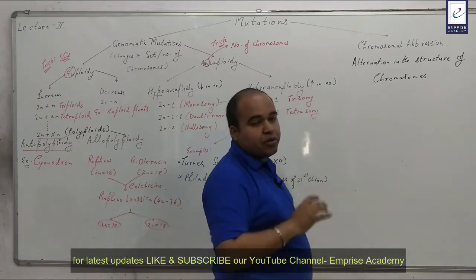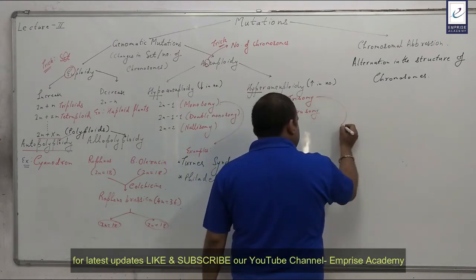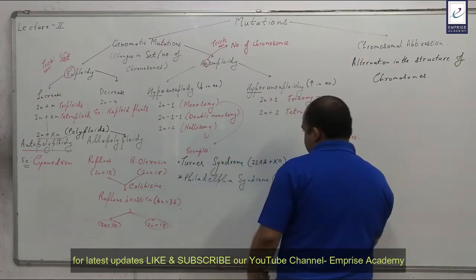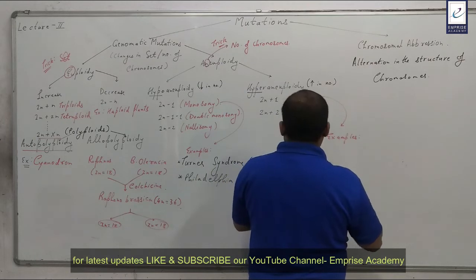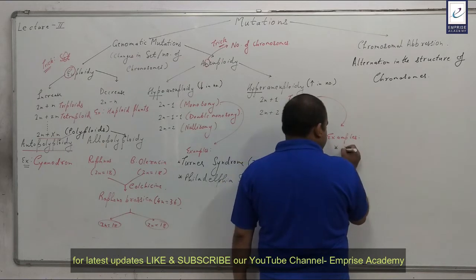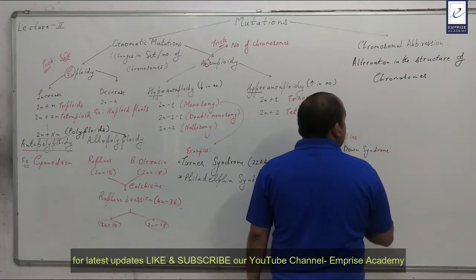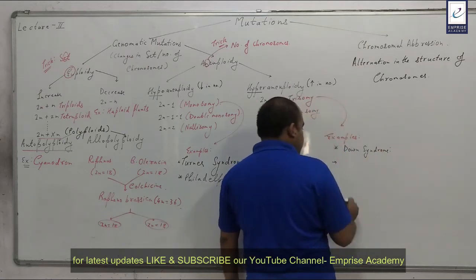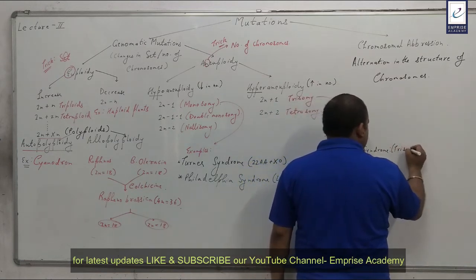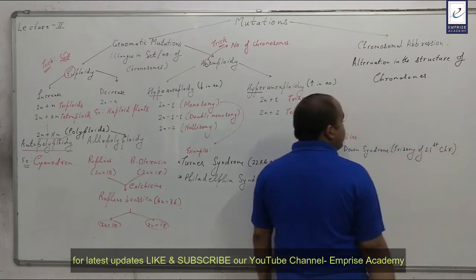Now trisomy, you would have heard about this term. There are several examples of trisomy included in your syllabus. Which are those examples? So we are talking about the examples of trisomy. The first example of trisomy is the most important syndrome, the Down syndrome. What happens in the case of Down syndrome? Trisomy of 21st chromosome. This is Down syndrome.